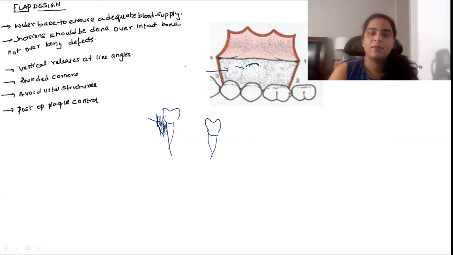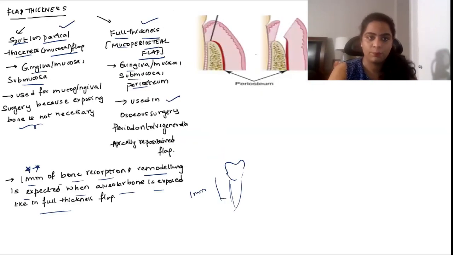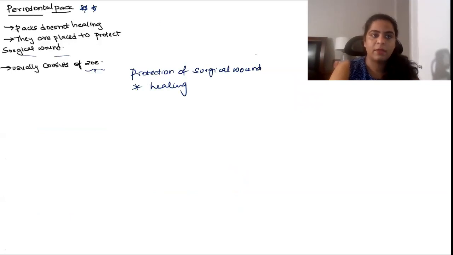Now, how should the design be? It should always have a wider base so that there is adequate blood supply, and it should never be done over the defects. Always make sure that you are not destroying any vital structures, and post-op plaque control is really important. There are two kinds of flaps: one is split thickness and one is full thickness. Split thickness does not include periosteum. Full thickness does include periosteum. And 1 mm of bone resorption and remodeling is expected whenever alveolar bone is exposed, like in full thickness flap.